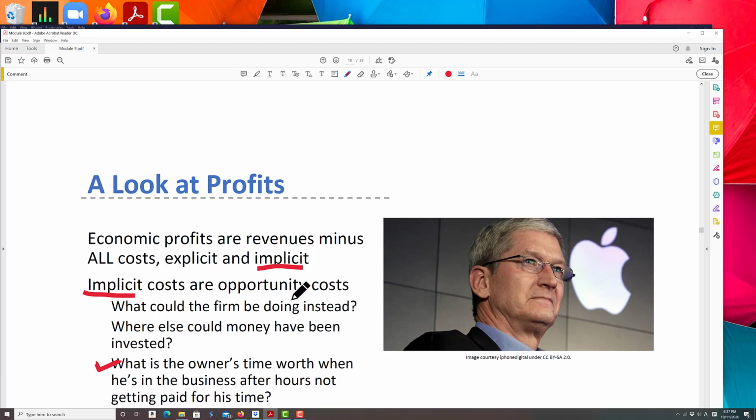Implicit costs are the opportunity costs of owners' own resources that could have been rented elsewhere and could have gotten rental value. What is the owner's time worth when he's in the business after hours? All these extra hours of work could have been used elsewhere and could have gotten some remuneration.